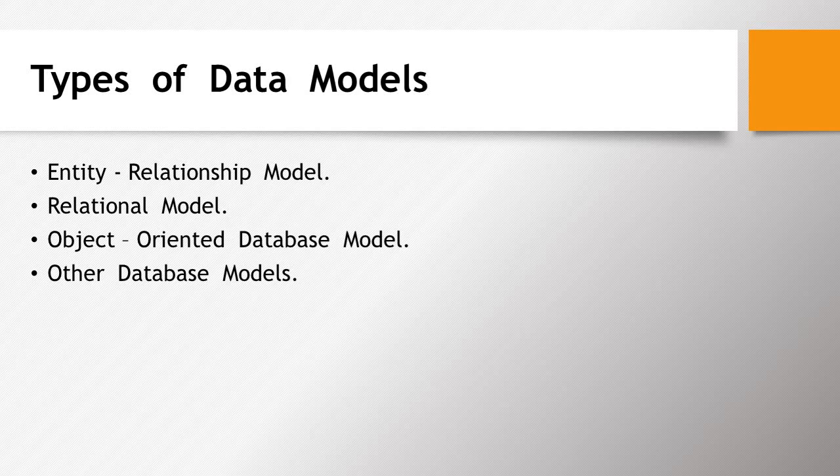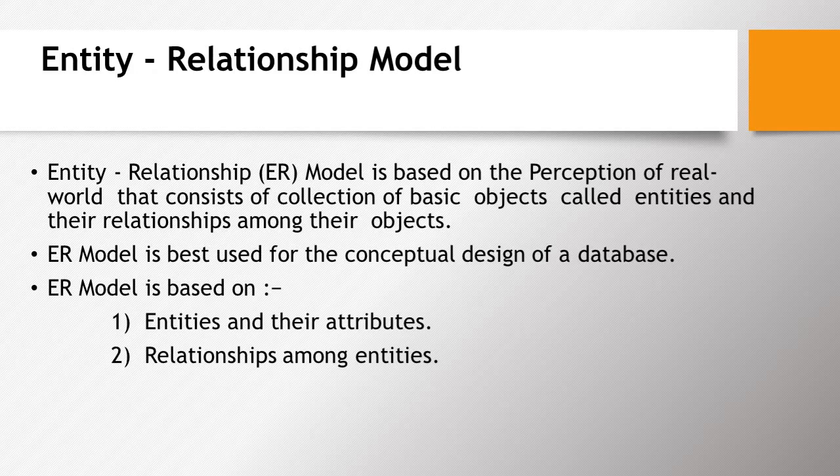First type is entity relationship model. It is also called as ER model. And the second type is relational model. Third one is object oriented database model. And fourth one is other database models. So first one is entity relationship model. Let us see the entity relationship model.